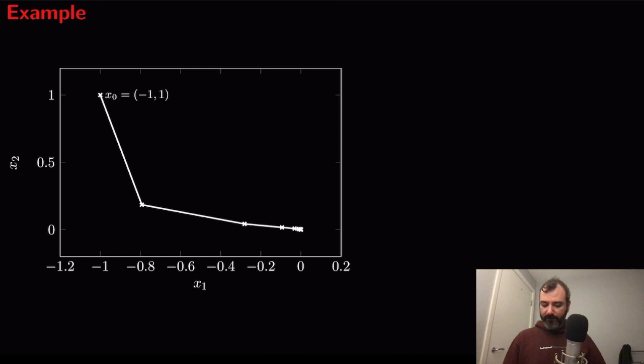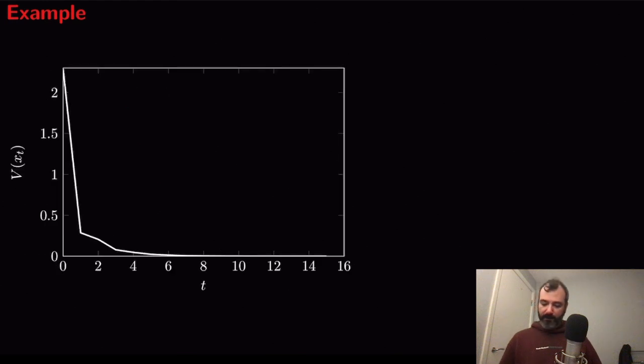In this graph, the horizontal axis is x1, the vertical axis is x2. I'm starting from minus 1, 1. And you see how the system goes towards the origin. The origin is here.